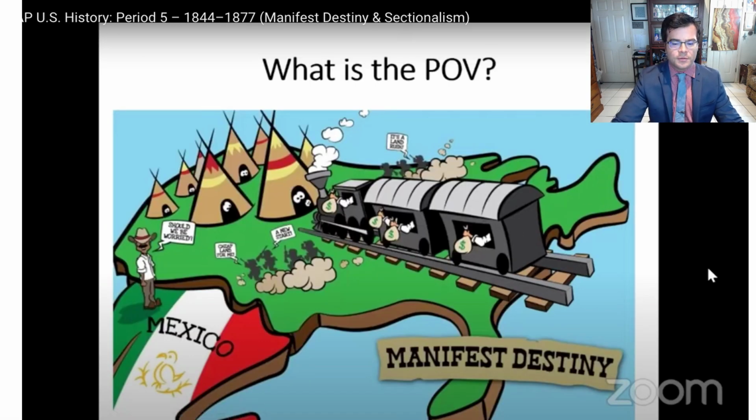What is the POV? So let's get started. Today's lesson, guys, is going to be on manifest destiny. So what's the point of view in this political cartoon, right? Notice all details. Let's get 30 seconds on the clock.